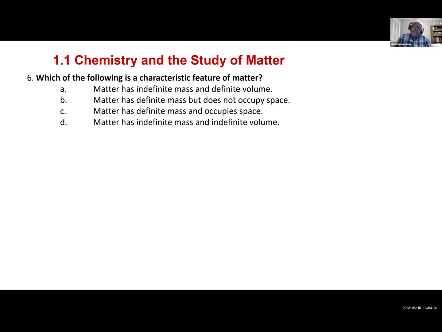B. Yes, I think it's true. Matter is something that takes up space. Right. It doesn't take up space, right? Does not, it does take up space. Oh, it does. Okay. It says it doesn't. Right. So the one that's true is C. Matter has definite mass and occupies space. Yeah. Okay. It took a while to figure that out.